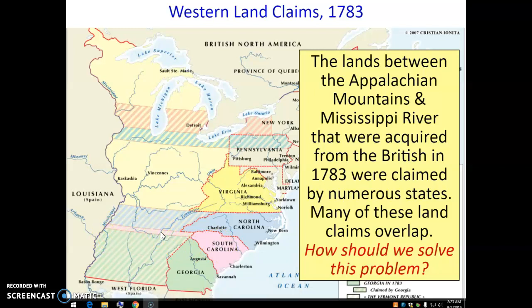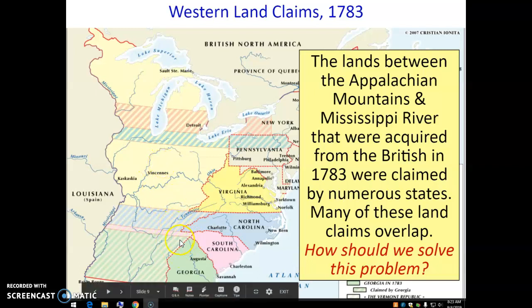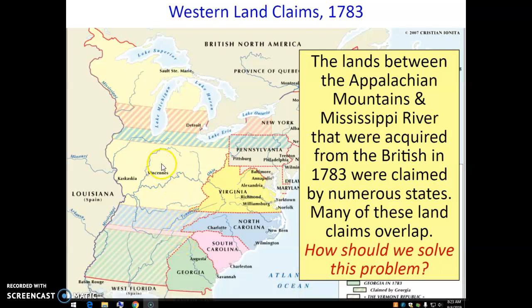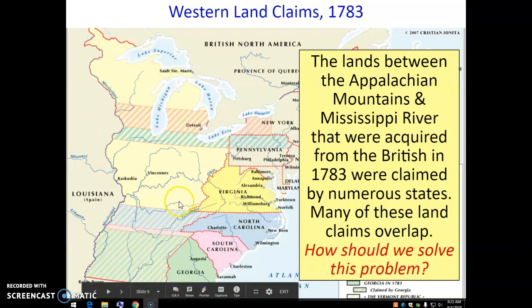But there's overlap in some places. Like, what do you do with this territory that Pennsylvania wants to control, but also so does Virginia? And same thing here with Georgia, South Carolina, and North Carolina. So this is one of the few things we're going to take a look at that the Articles of Confederation did a really good job of: trying to decide how we're going to break up all this new land here in the Northwest Passage and then also in the Southeast as well.